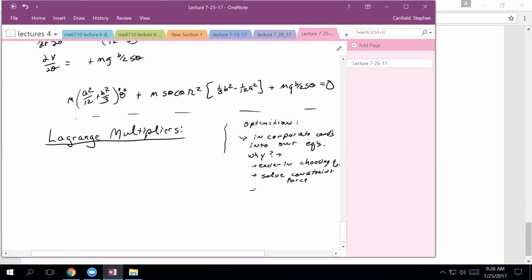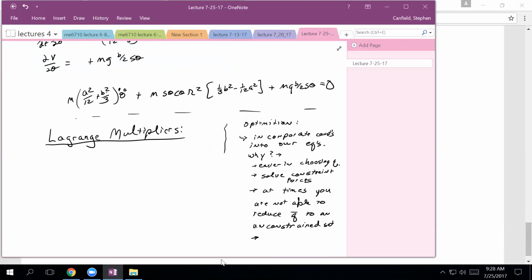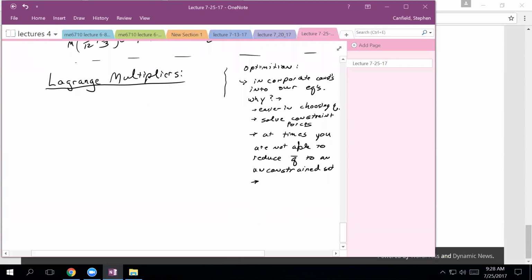And the third reason is there are times when you're just not able to reduce Q to an unconstrained set. And what are those times? Well, those are the times I've been talking about since day one. You'd think it's my most favorite topic. It's not, I just happen to talk about it.